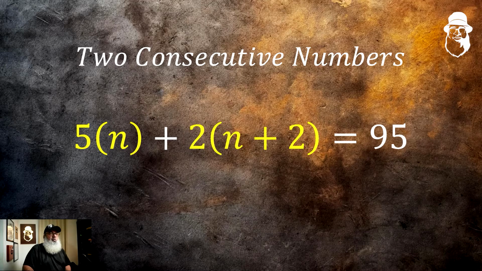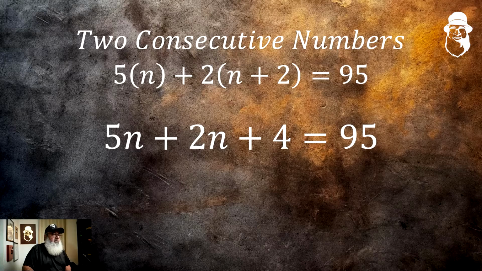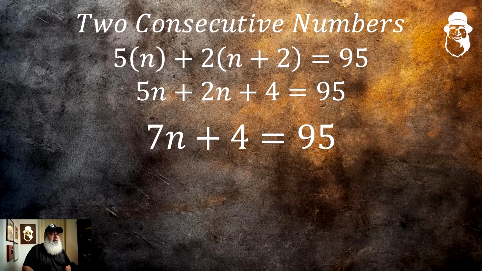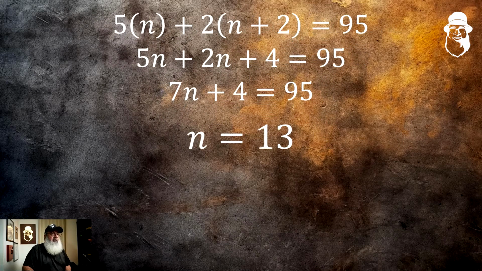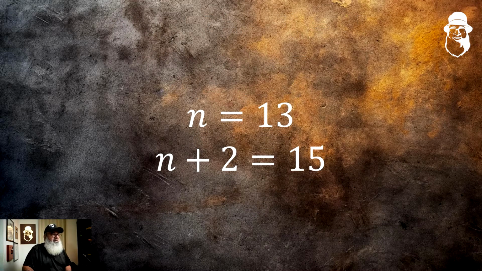and twice the second number, if we add them, we get 95. So, multiplying out the brackets gives 5n plus 2n plus 4 is equal to 95. So, 7n plus 4 is 95 and n is equal to 13. Now, this is the smaller number. Putting n equal to 13 into n plus 2 will give us 15.